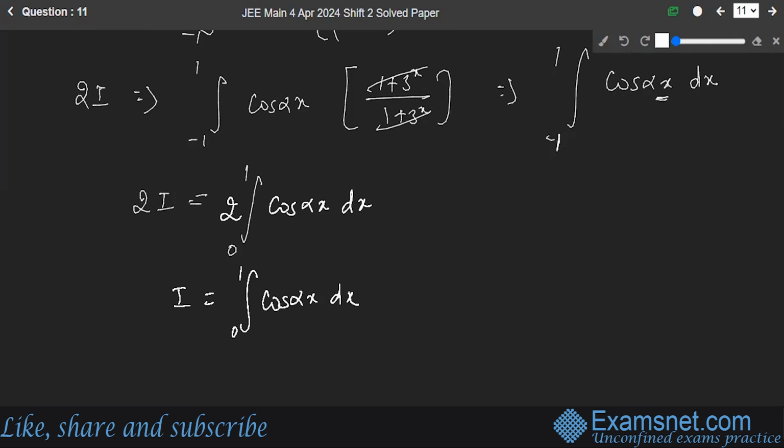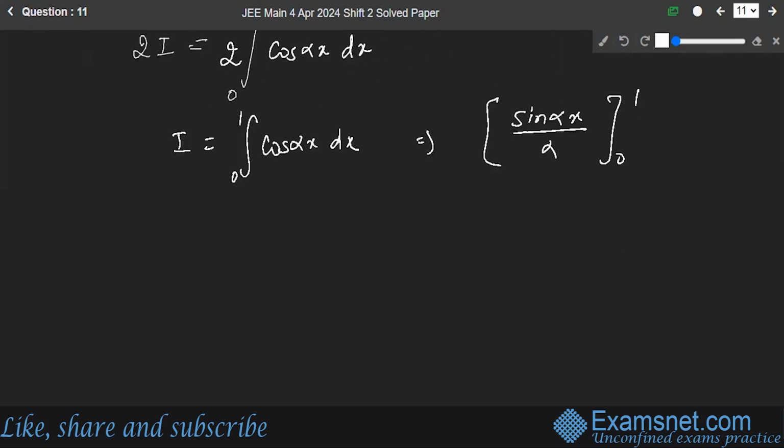Correct. So let's find out the integral of it. This integral will be given by, cos integral is sine. So sin αx upon α, the limits from 0 to 1, and this is equal to I. So this gives me sin α upon α.